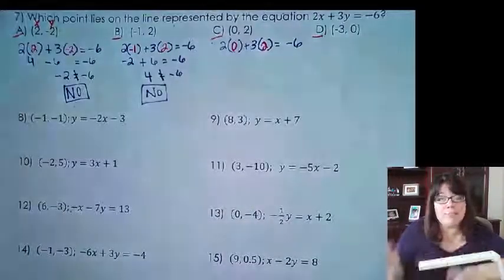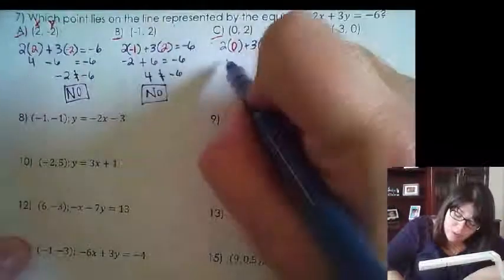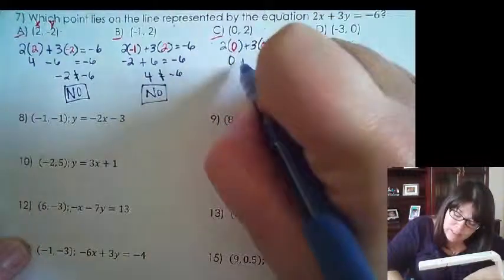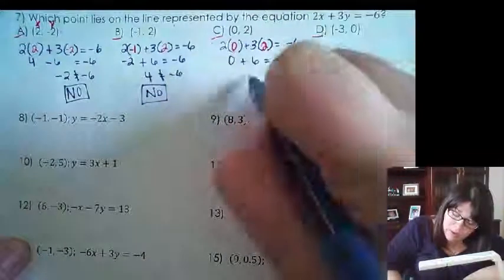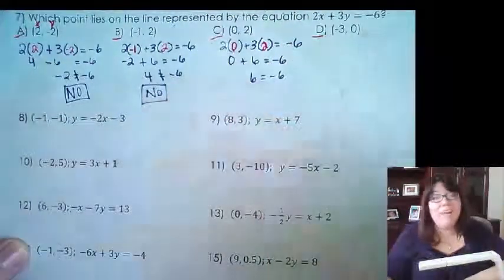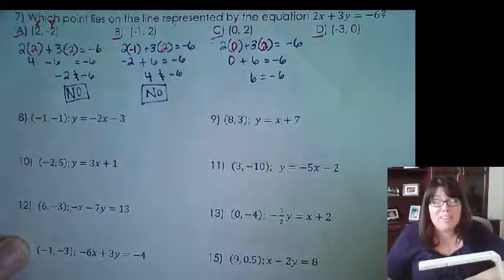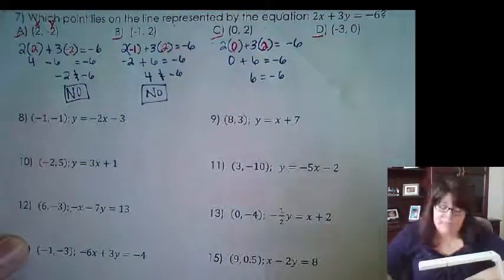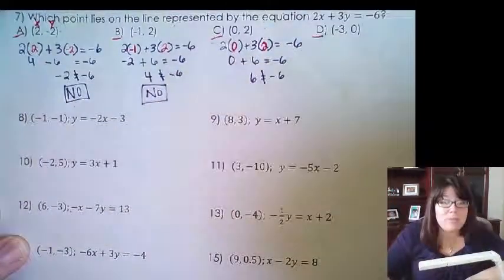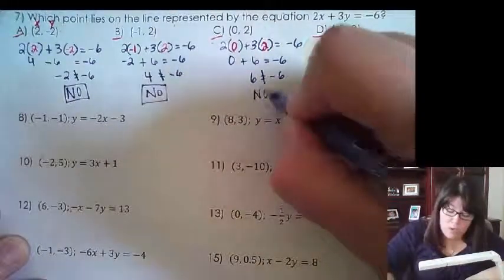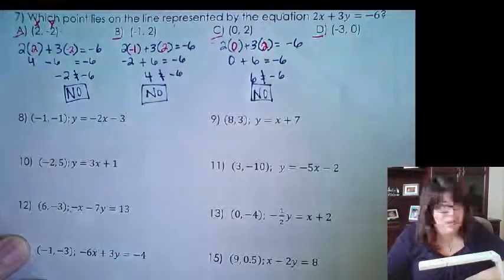And now we're just going to simplify. 2 times 0 is 0. 3 times 2 is 6. Equals negative 6. So I've got positive 6 equals negative 6. Very close, but positive 6 does not equal negative 6. So I'm going to draw a line through my equal sign. And this is a no, not on the line.